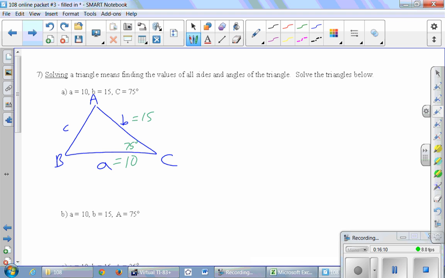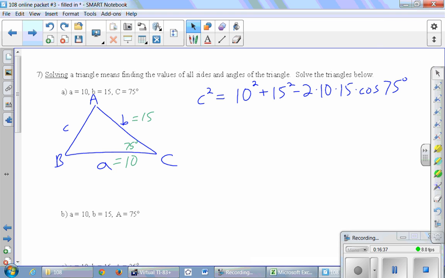Okay, so it turns out we want to use the law of cosines here. Again, I'll give you hints soon, but let's try the law of cosines. So c squared equals a squared, 10 squared, plus b squared, 15 squared, minus 2 times a times b times cosine of angle C. So there we go.